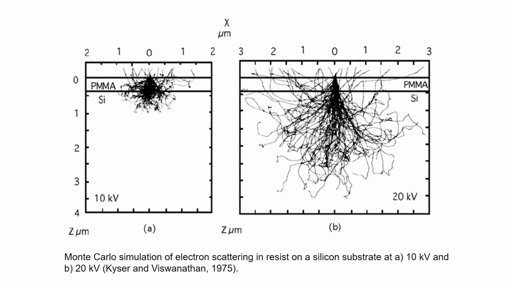Now, on the screen, there's a Monte Carlo simulation of electron scattering in resist on a silicon substrate at two different voltages. First, at 10 kilovolt, and the second one at 20 kilovolt. This is obtained from the paper by Kaiser and Vishwanathan in 1975. So we can see that the scattering is more predominant in the second image.